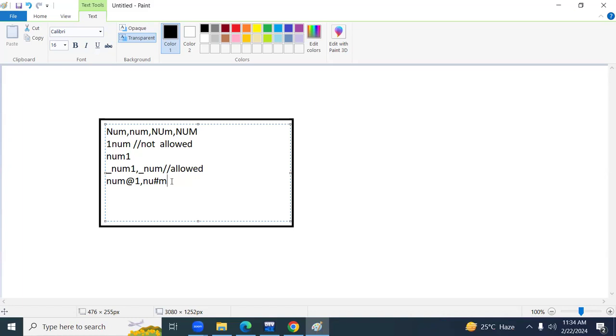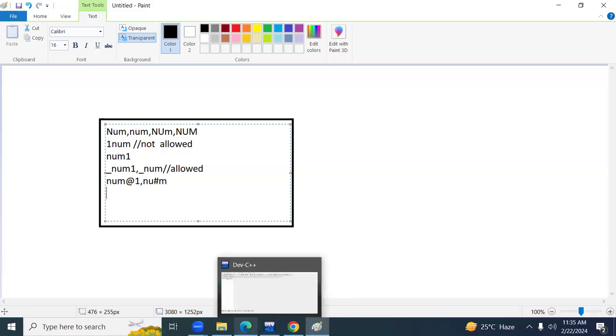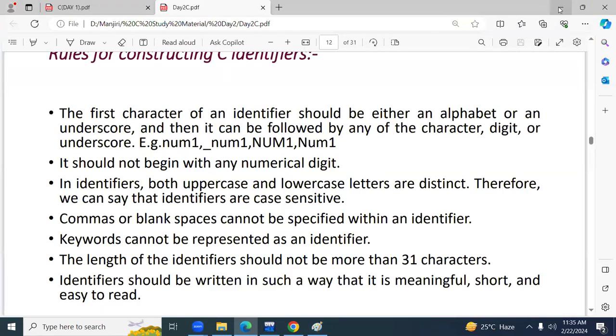Is it clear? Fine. So this is one more rule. Is there anything I left out? Yes, commas and blank spaces are also not allowed.